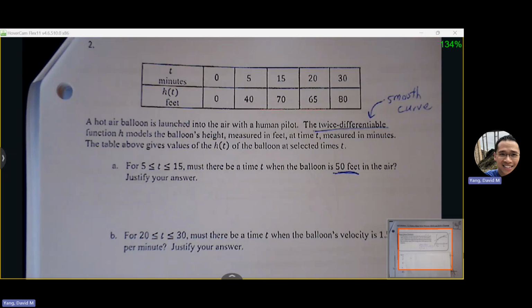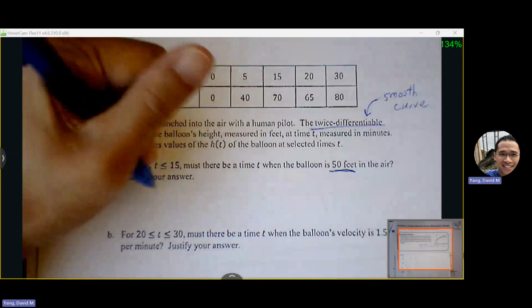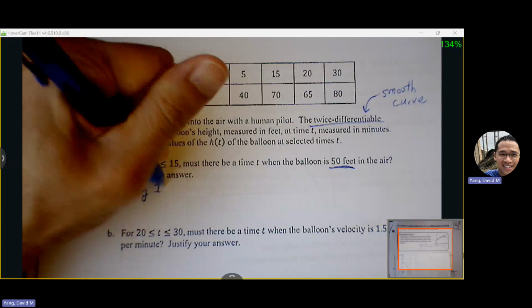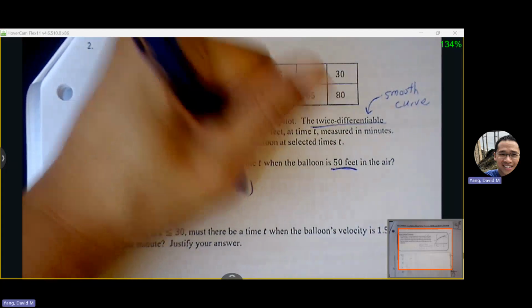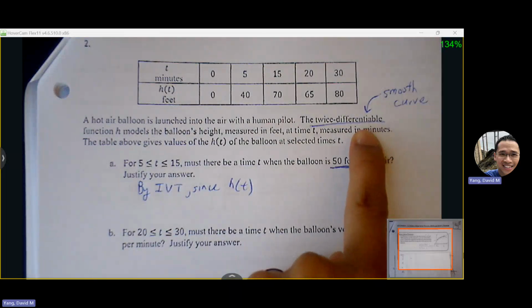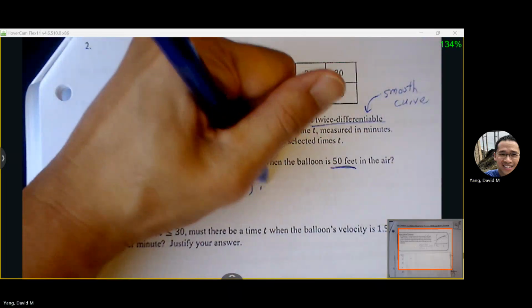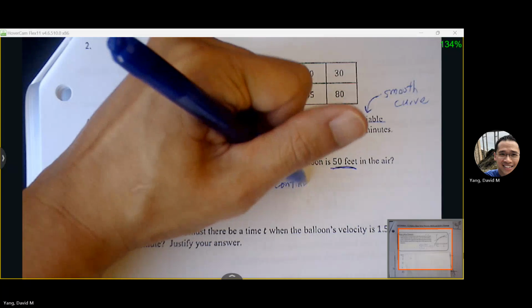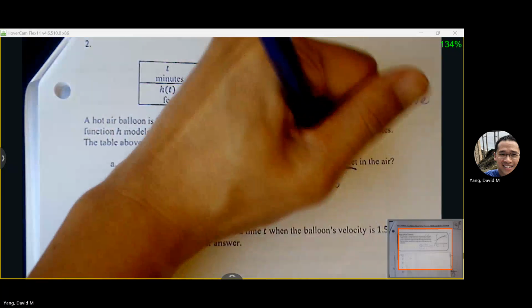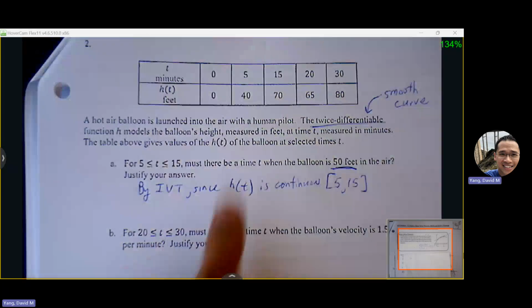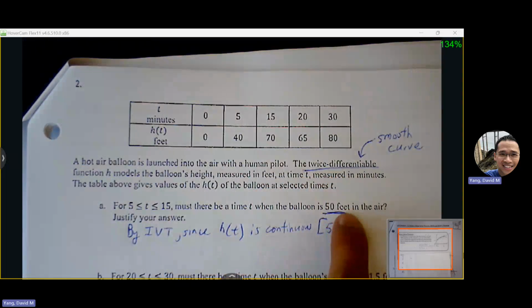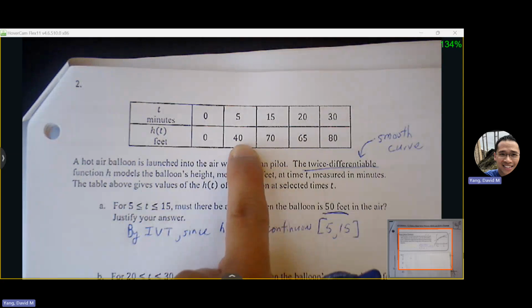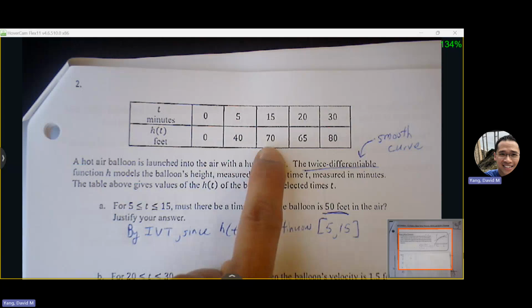So we can say by IVT, by intermediate value theorem, since h of t is continuous, we don't need the fact that it's a smooth curve, but if it's a smooth curve, we know that it's got to be continuous. And we're able to make this conclusion about 50 feet because we have a value under 50, we have a value above 50, so it's got to hit 50 somewhere in between.